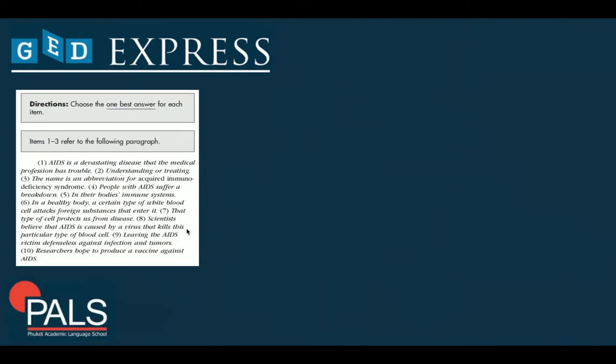Okay, let's do a little bit of a practice. I'm going to read this to you. Choose the one best answer for each item. Items 1 to 3 refer to the following paragraph. AIDS is a devastating disease that the medical profession has trouble understanding or treating. The name is an abbreviation for acquired immunodeficiency syndrome. People with AIDS suffer a breakdown in their body's immune system. In a healthy body, a certain type of white blood cell attacks foreign substances that enter it. That type of cell protects us from disease. Scientists believe that AIDS is caused by a virus that kills this particular type of blood cell, leaving the AIDS victim defenseless against infection and tumors. Researchers hope to produce a vaccine against AIDS.